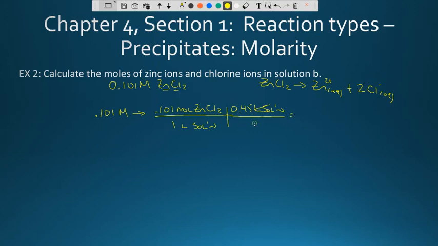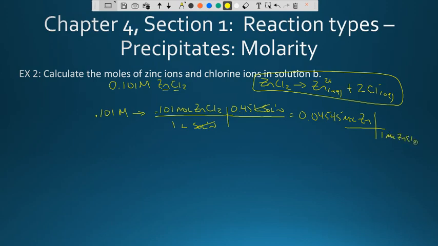So what that tells me is I have, after I do my math, 0.04545 moles of zinc. We knew that actually from before, didn't we? Okay, so we calculated that out. But here's the trick and why I did my balanced equation. Notice that for every 1 mole of zinc chloride, I had 1 mole of zinc ions.